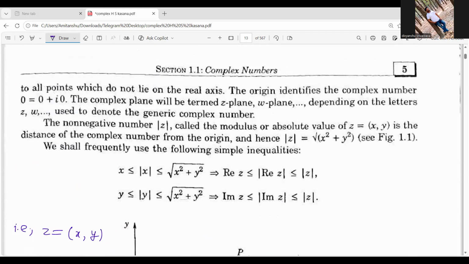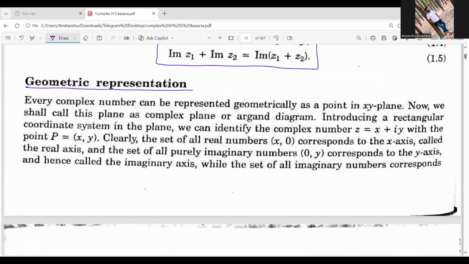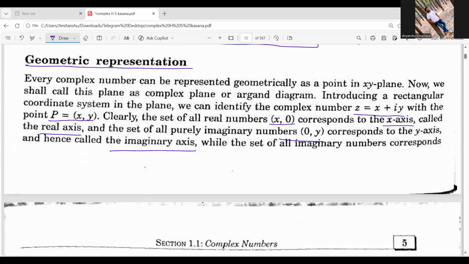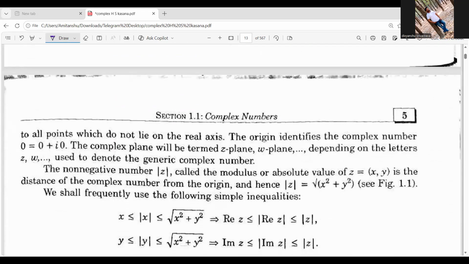Now come to this section. So z is x plus iota y, the ordered pair. Clearly the set of x-axis corresponds to the real axis, and here the imaginary part corresponds to the imaginary axis. So this identifies the complex number, that is, 0 is equal to 0 plus iota 0. This is the z plane, w plane, depending on letters, used to denote a generic complex number.